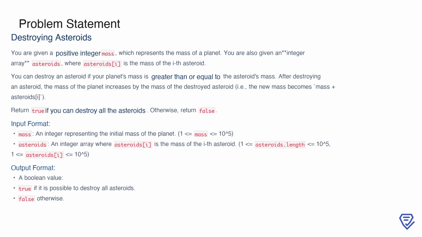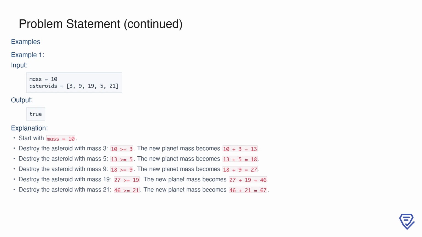Your goal is to return true if it's possible to destroy all the asteroids in the array. Otherwise, you return false. The input constraints ensure that the planet's mass, the array length, and the asteroid masses all range between 1 and 100,000. The output is a Boolean value based on whether all asteroids can be destroyed or not. Let's take a look at a concrete example to better understand the problem.